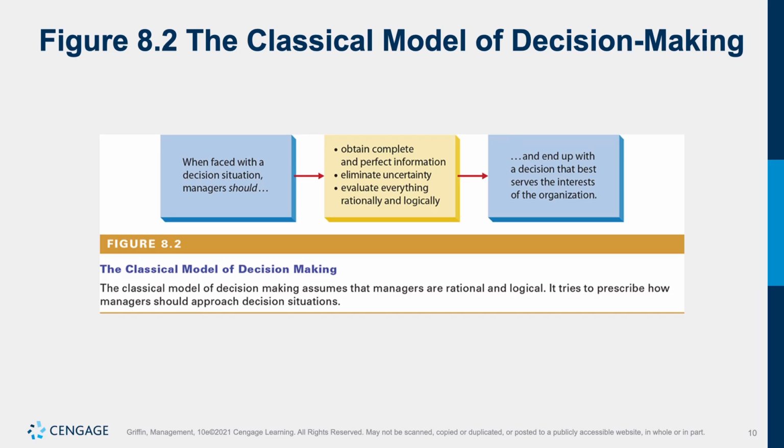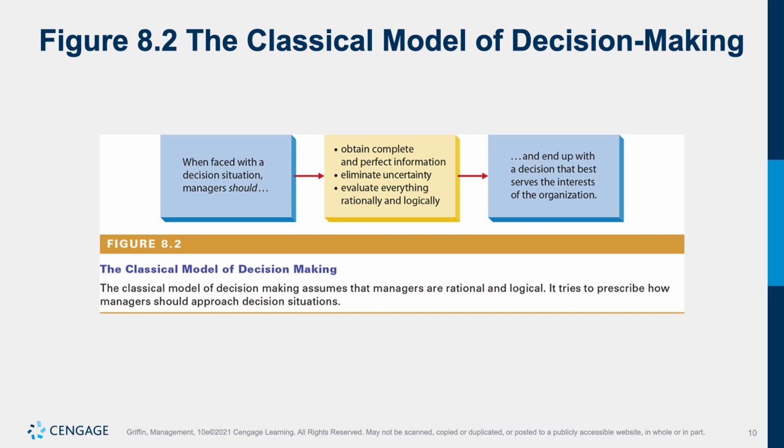So this diagram on this slide basically illustrates the classical decision making, right? It puts a figure to it, or rather illustrates it, right? It says the first step, when faced with a decision situation, is that the manager, to ensure that it aligns with the classical model of decision making, obtains complete and perfect information, right? Because they have the length and breadth of information.